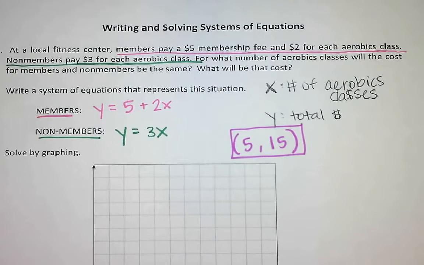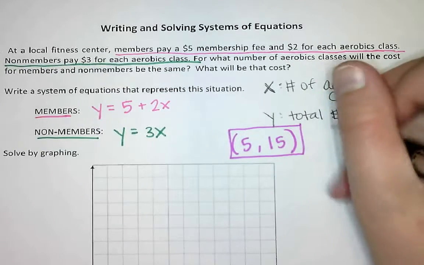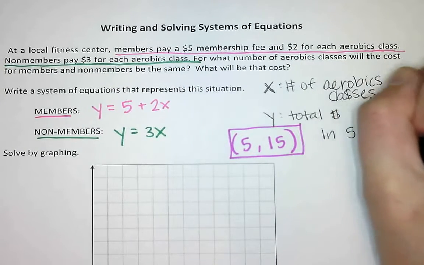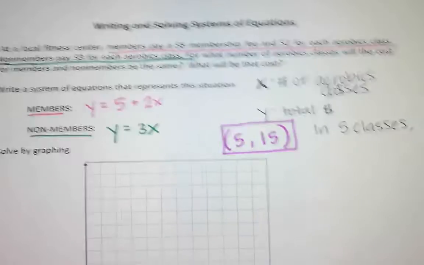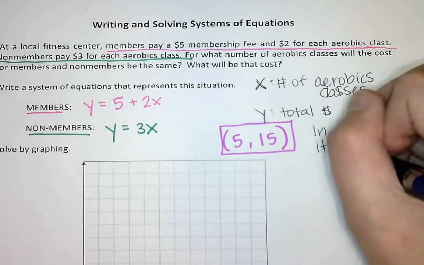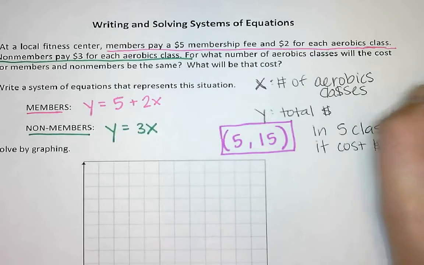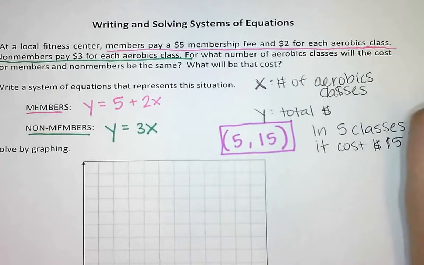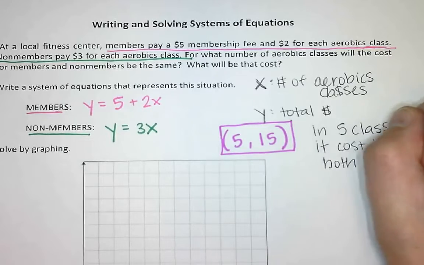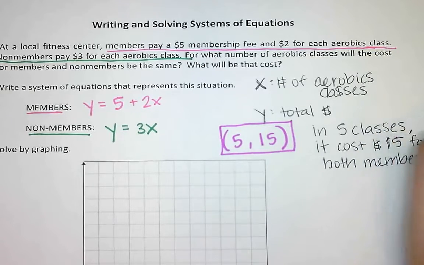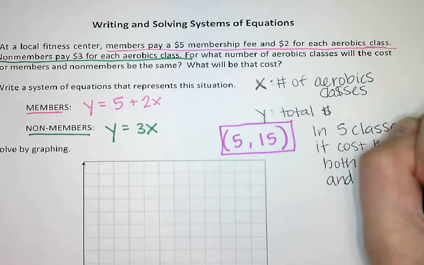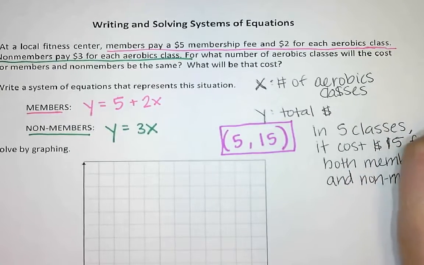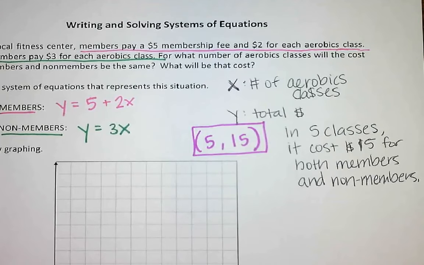Yeah. In 5 classes, it costs $15 for both of them. Does that make sense? For both members and non-members. So y'all, what this means is that if you are going 5 times or less, you don't have to join. But if you're going to go more than 5 times, it starts to be cost beneficial to be a member.